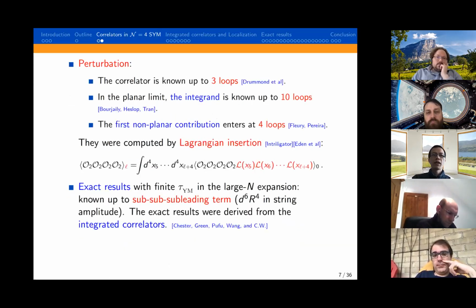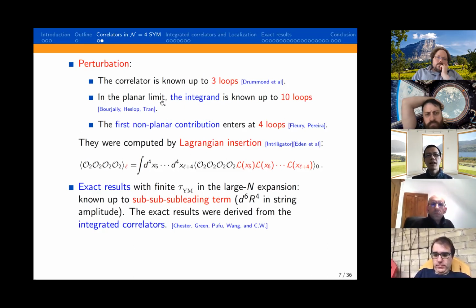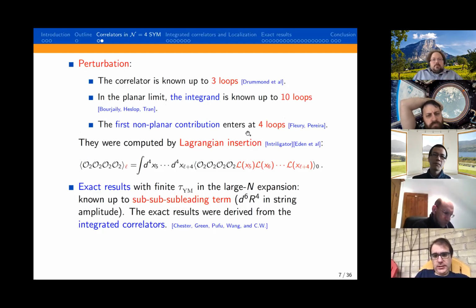Right, so what do we know about this correlator? In perturbation theory, even though there have been a lot of efforts, it was only computed up to 3 loops, and the integrand was constructed to 10 loops in the planar limit. Another important and interesting point, which I will come back to, is that the non-planar contribution turns out to start only at 4 loops, not earlier.